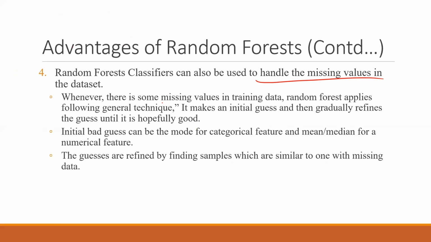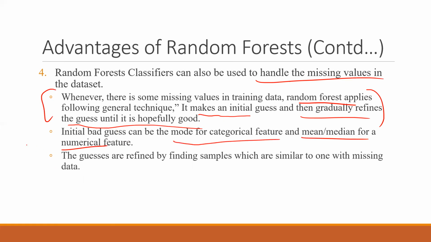Whenever there is some missing value in training data, random forest applies a general technique. It makes an initial guess and then gradually refines the guess until it is hopefully good. It starts with a guess and it refines. It will improve every time during the process, to make its prediction or guess better. The initial bad guess can be the mode for a categorical feature and the mean for a numerical feature. That's the very basic instinct.